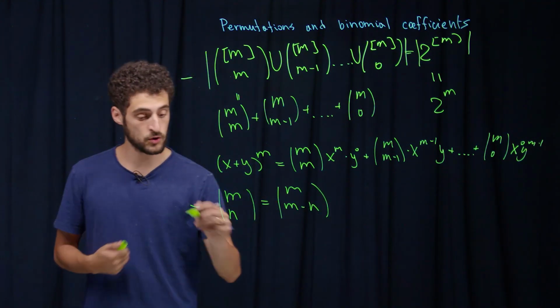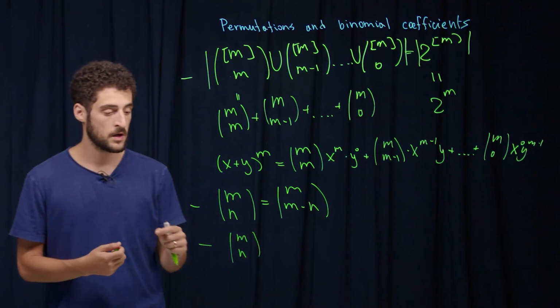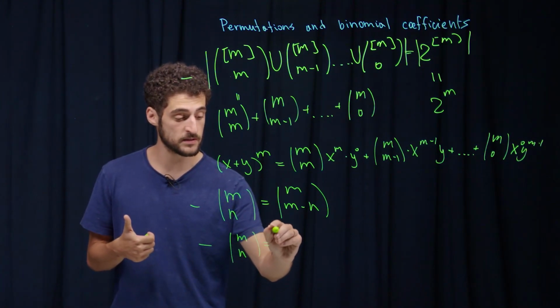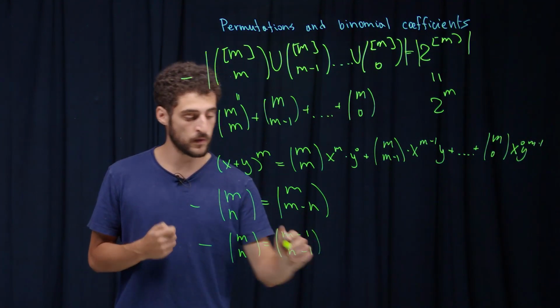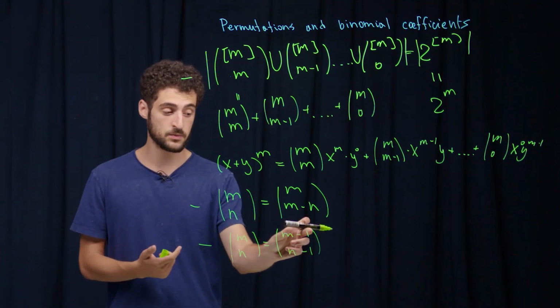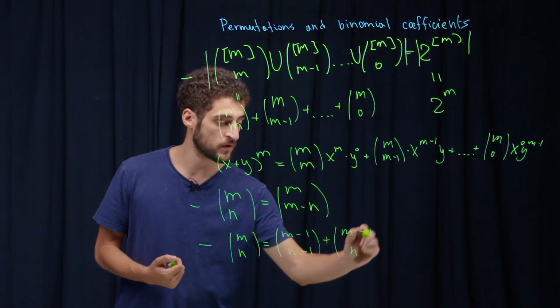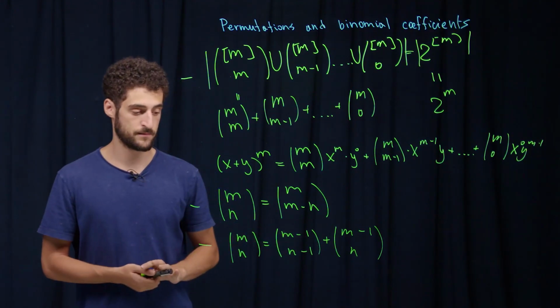Note that if we need to choose n elements out of m, we may choose or not choose the first element. So there are two cases. If we choose the first element, we now need to choose n minus 1 more out of m minus 1, or we may ignore the first element. In this case, we need to choose n more elements out of m minus 1. So as a result, we have the following equality.